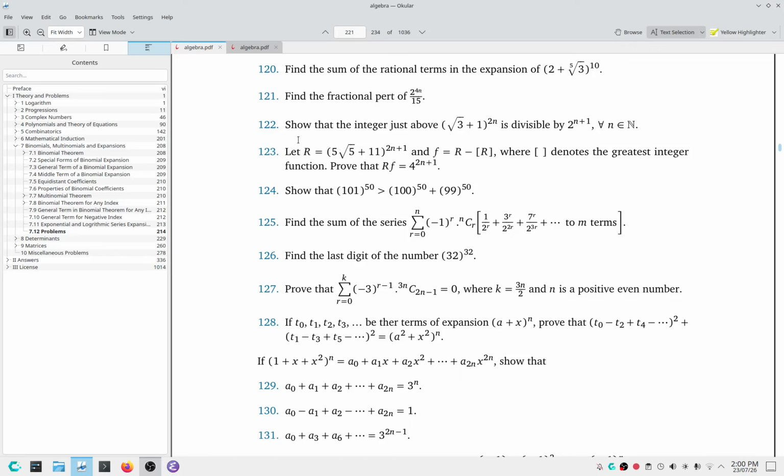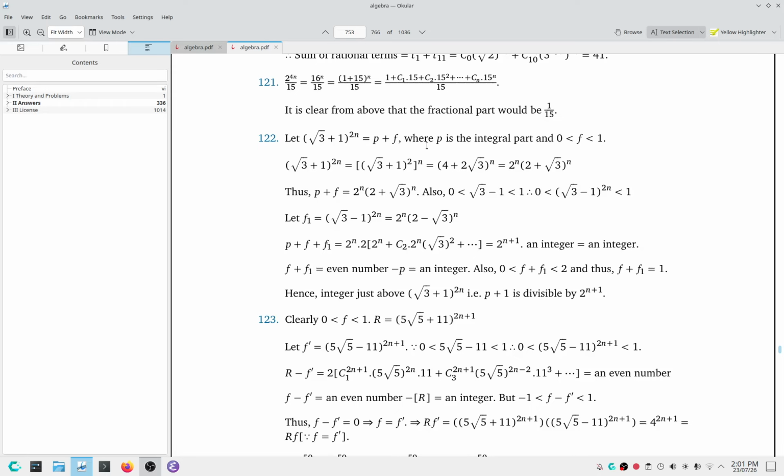Question 122 says: show that the integer just above (square root of 3 plus 1) to the power 2n is divisible by 2 to the power n plus 1 for all n in the set of natural numbers. We let (root 3 plus 1) to the power 2n be equal to p plus f, where p is the integral part and f lies between 0 and 1, that is, it is the fractional part.